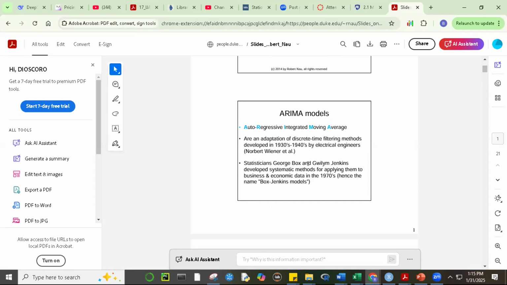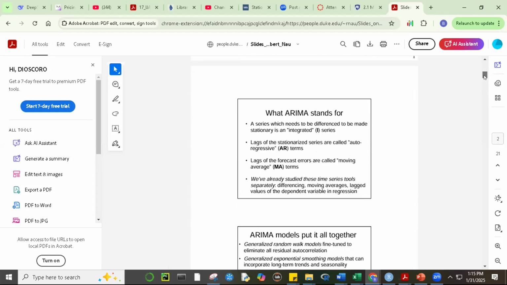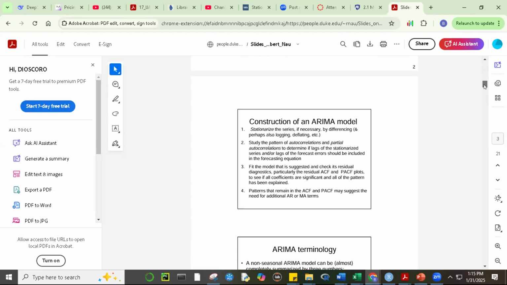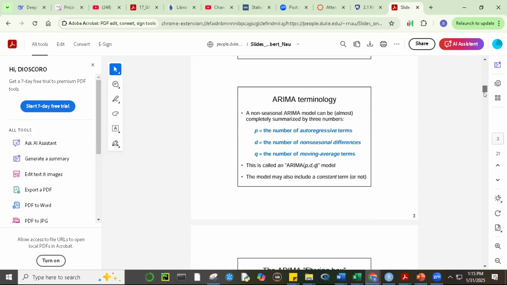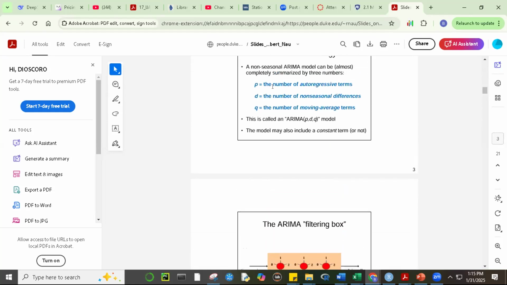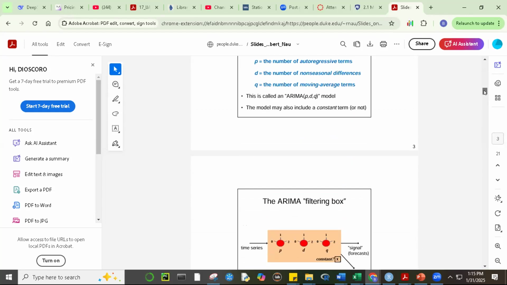ARIMA models, autoregressive integrated moving average, are an adaptation of discrete time filtering methods developed in the 1930s to 40s. It was George Box and Gwilym Jenkins who developed this ARIMA in the 1970s. That's why it's sometimes called the Box-Jenkins method. What ARIMA stands for, I just wanted you to see, class. This is our p, d, q. The number of autoregressive terms is p. The number of moving average terms is q. That's your ARIMA p, d, q.